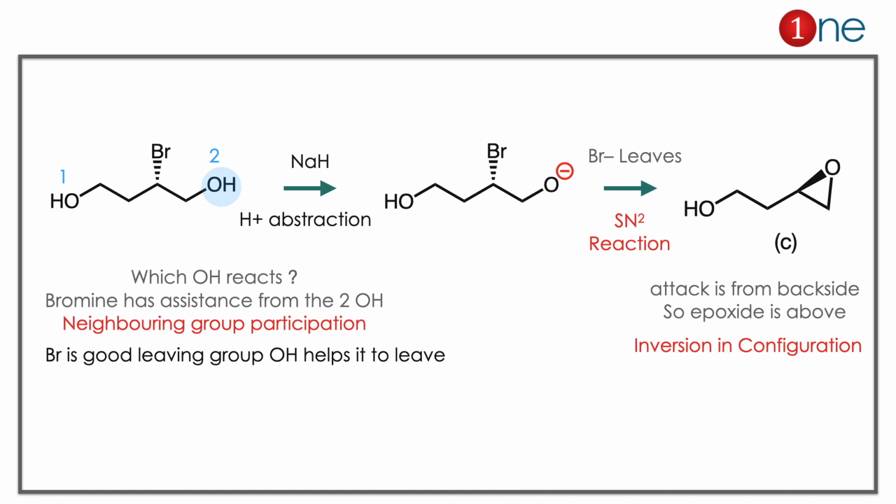Here you have to learn 2 important things. One is neighboring group participation. If you have an electron-rich group near the leaving group, it will assist the leaving group. Here OH assists the bromine leaving. Next thing is SN2 attack, backside attack, which is a kind of SN2 reaction. So the inversion of configuration occurred there. Br is below the plane, O is above the plane.